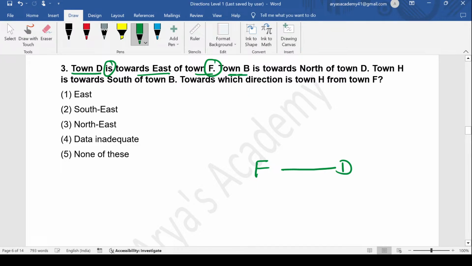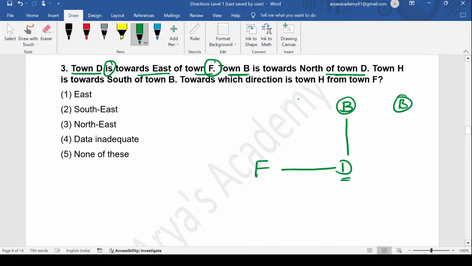Next point, town B is towards north of town D. Town D is here. Towards north means I have to go this way, right? Which town is towards north of town D? Town B. Town B is towards north of town D. Then town H is towards south of town B. Town B is here. I'm drawing a separate line to make you understand, because this is slightly a sentence which creates confusion, so that's why I'm writing it separately.